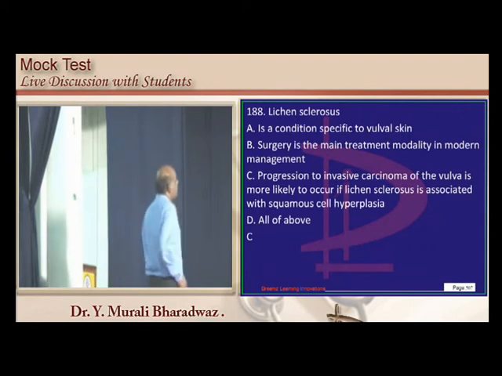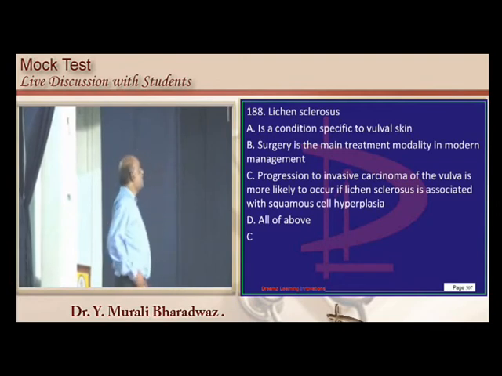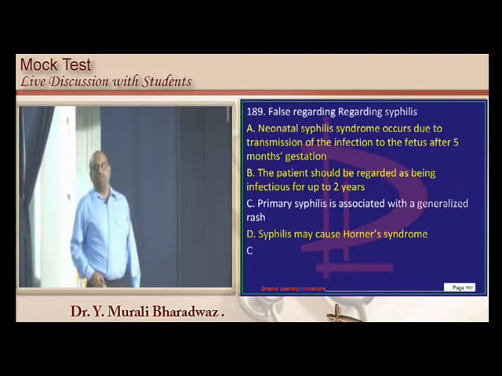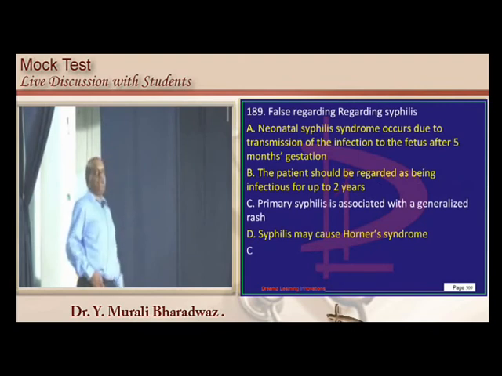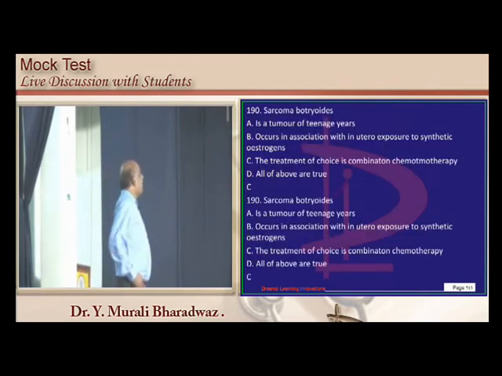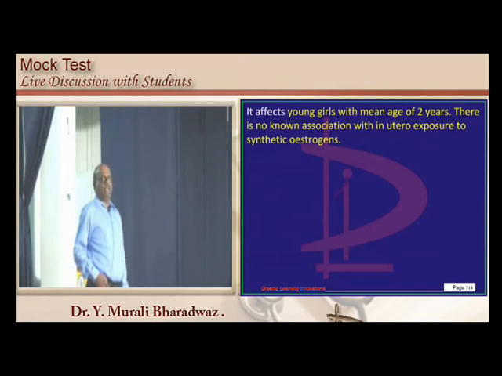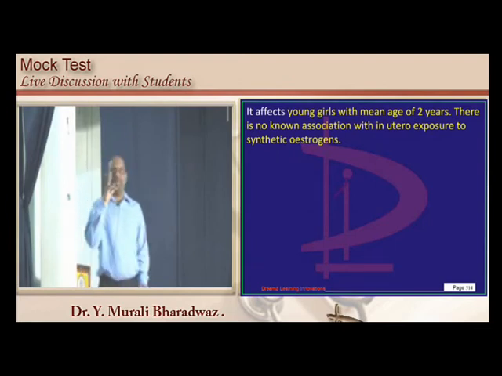Lichen sclerosus is a squamous cell hyperplasia, and there is a greater chance of progression into an invasive cancer. It is secondary syphilis where a generalized maculopapular rash is very classical. For sarcoma botryoides, the treatment of choice is combination chemotherapy, with no role for intrauterine exposure to estrogen, and typically the mean age of occurrence is around 2 years.